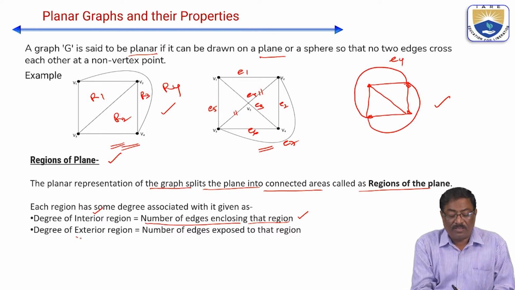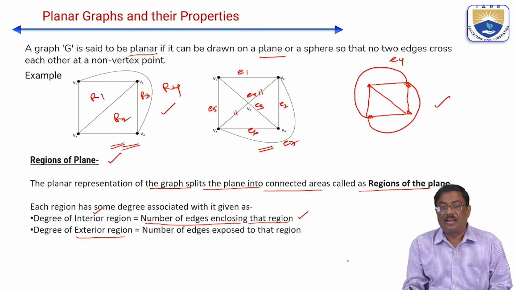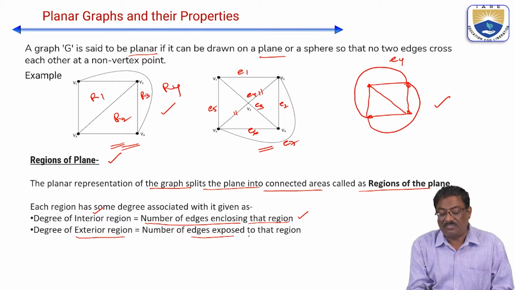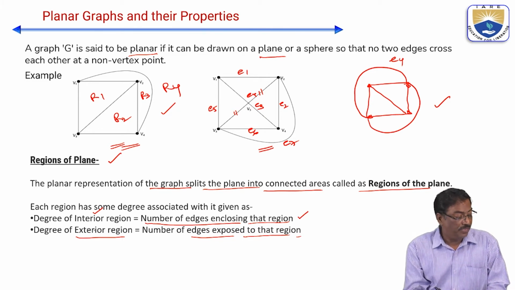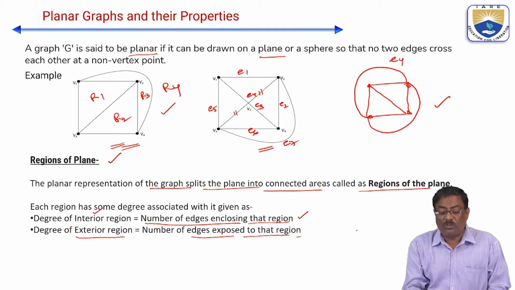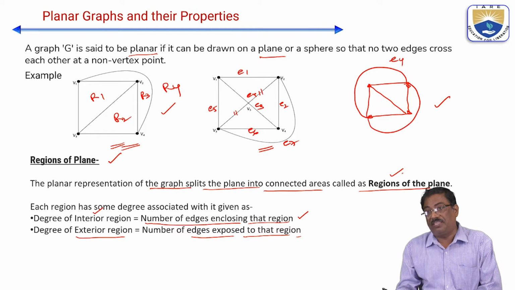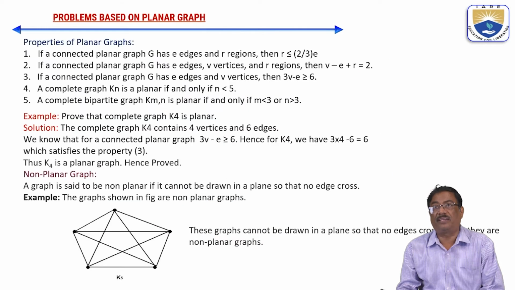And now, what is the degree of the exterior region? The number of edges exposed to that region is known as the degree of the exterior region. So here we are going to find the degree of the regions, whether the region is interior or exterior, by taking another example.